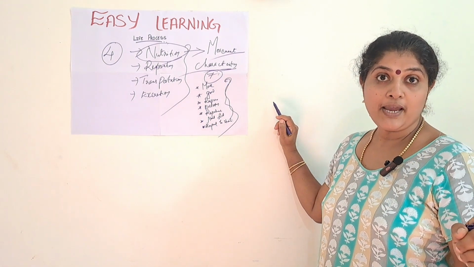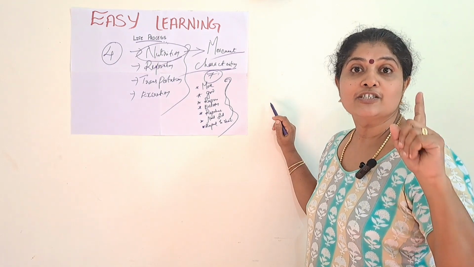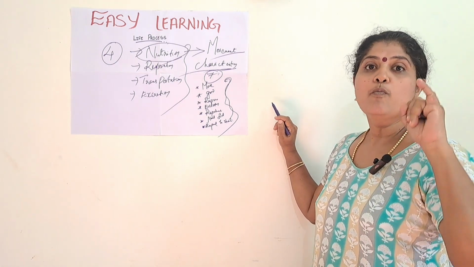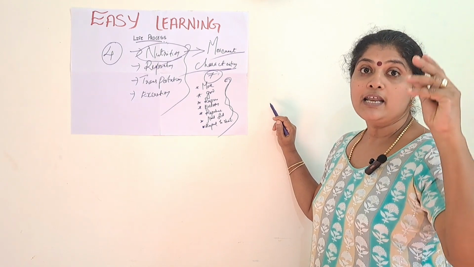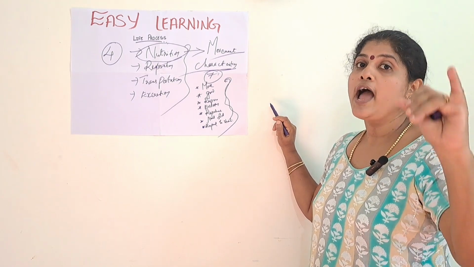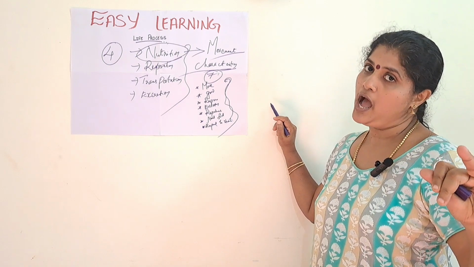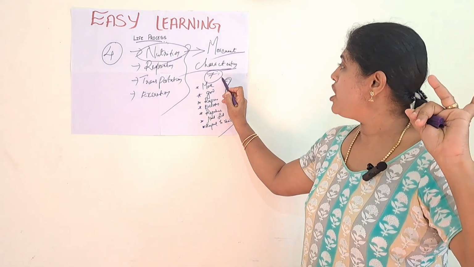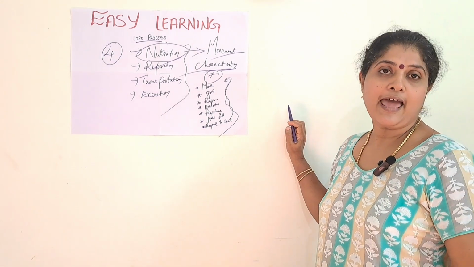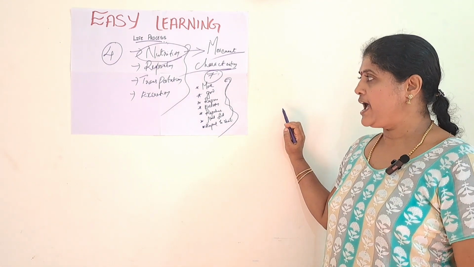Once again, the main 7 characteristics of living organisms are: they move, they grow, they respire, they excrete, they reproduce, they need food, and they respond to stimuli. I hope all of you have understood all the 7 characteristics of living organisms.